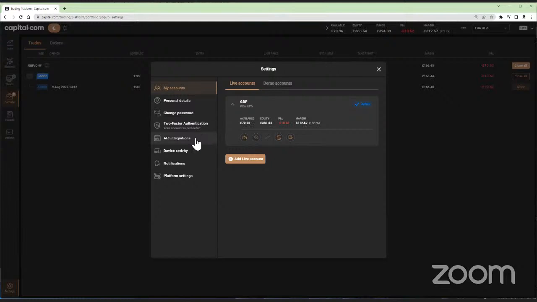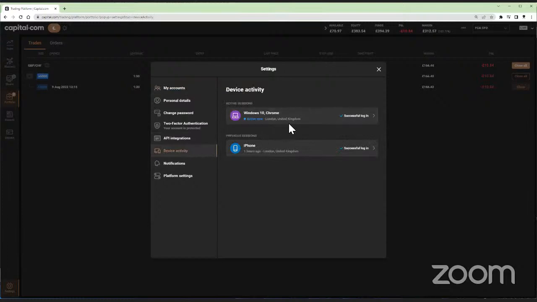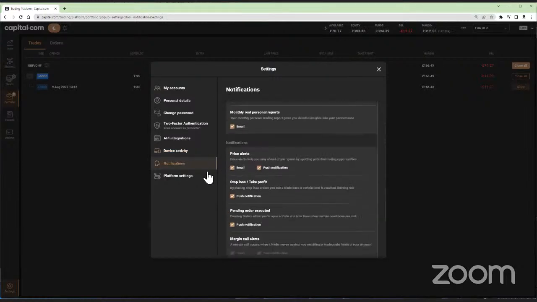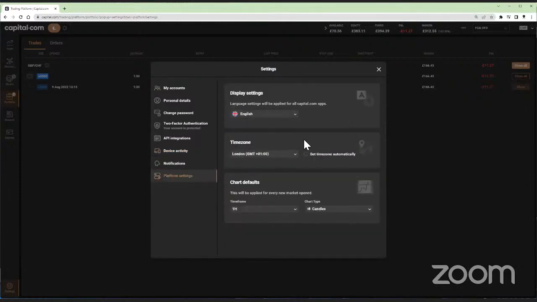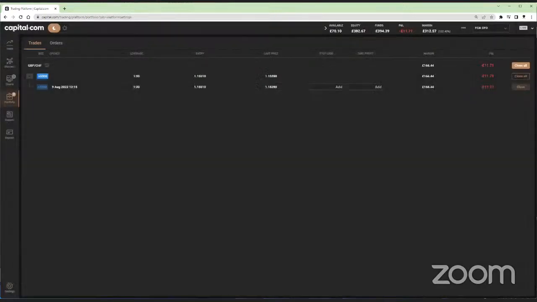This is API integration, if you want to integrate capital.com into some other website. This is my device activity. You can tell I use it on my iPhone and on the laptop. Notifications depend on how you want it. And platform settings, this is my settings. Your chart type, etc. It's up to you, literally. I'll just close this, doesn't matter.